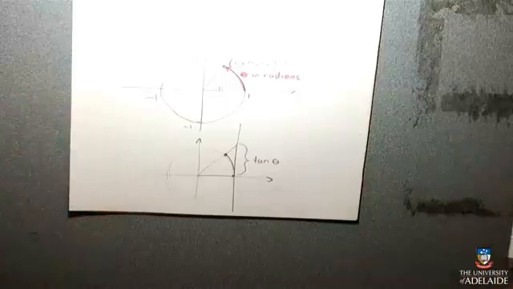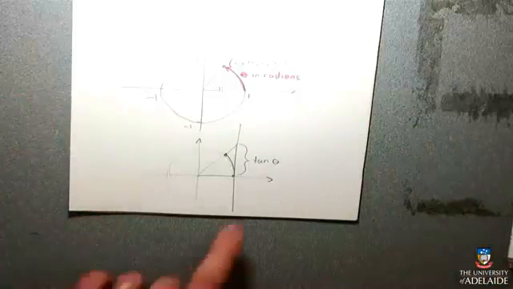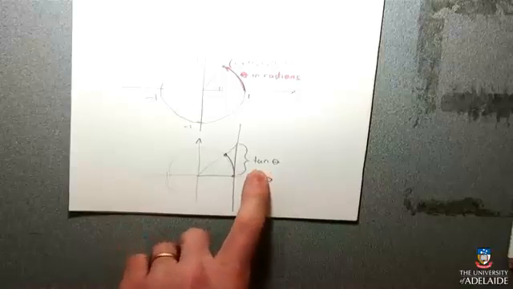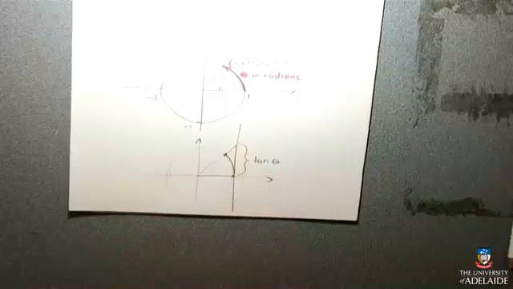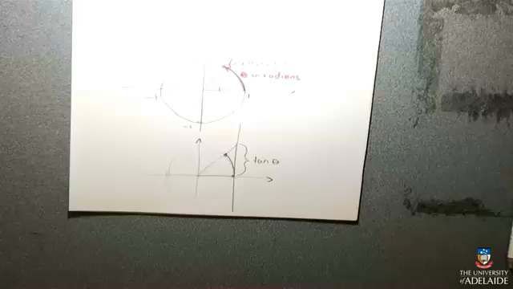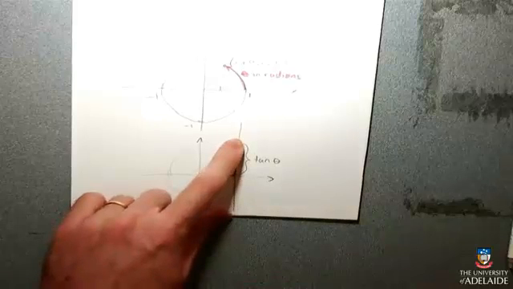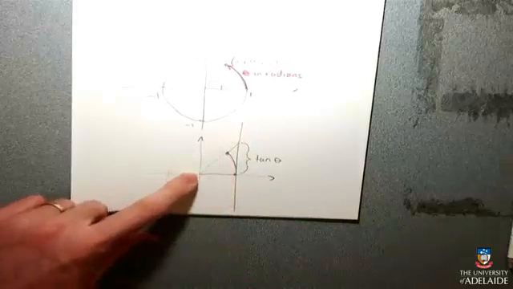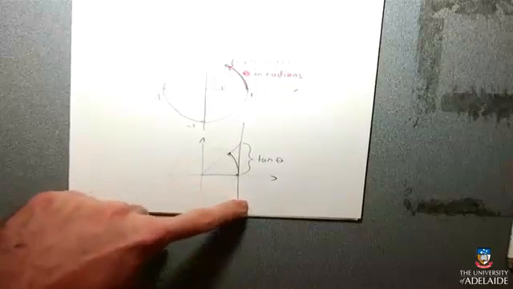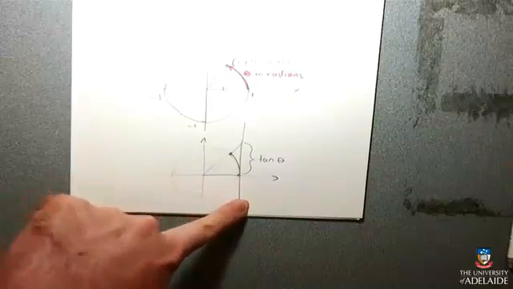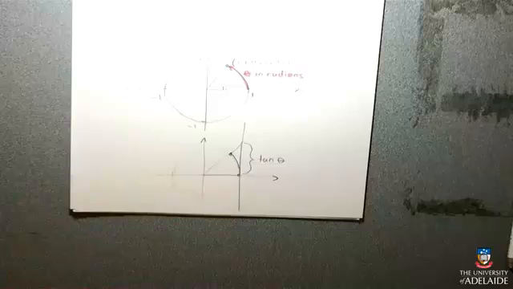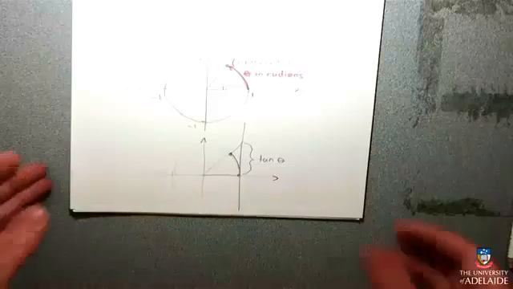And that's why it's called tan theta, because tan is short for tangent. It's a distance along the tangent. So it's this height here, and if the line you draw meets the tangent down the bottom here, then that will give you a negative value for your tangent. Okay.